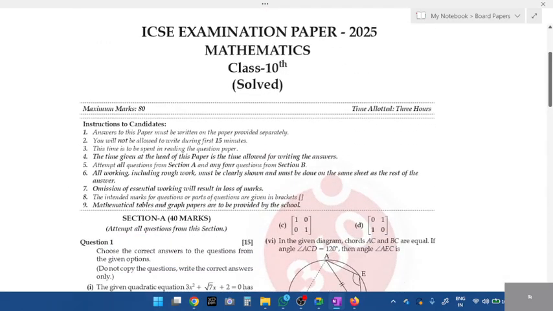First, we'll start with MCQ. We have done very few MCQs. We'll start with MCQ and I'll explain, and along with this, I'll explain all the concepts.